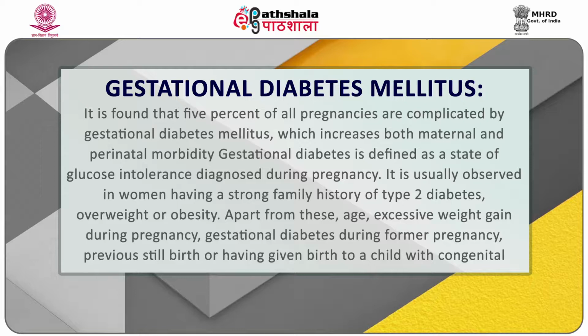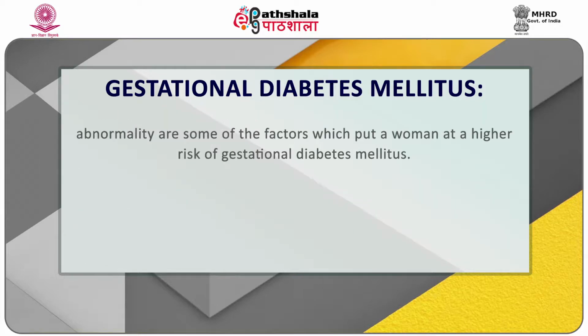Apart from these two, advancing age and excessive weight gain during pregnancy are also some of the causes. Gestational diabetes during a former pregnancy also increases the chances, and previous stillbirths or having given birth to a child with a congenital abnormality are some of the factors which put a woman at a higher risk of suffering from gestational diabetes mellitus.